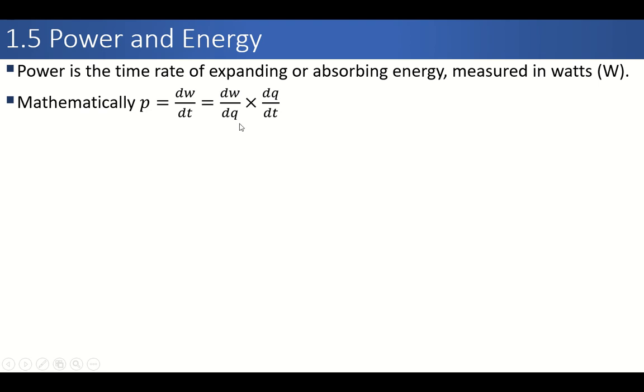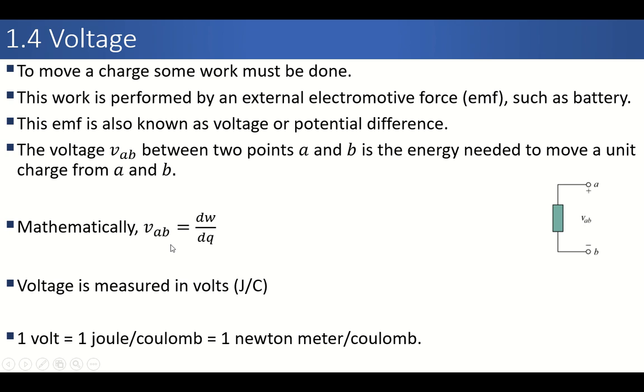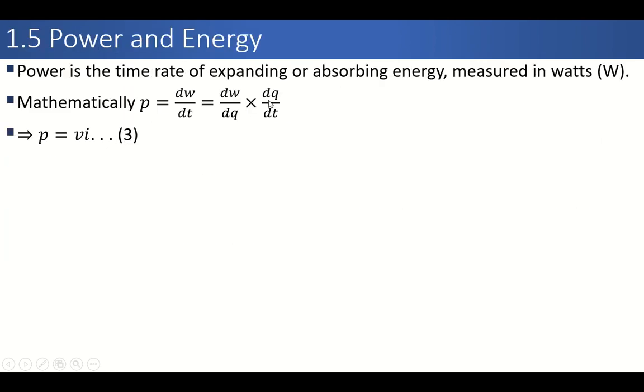Now we can identify that dw divided by dq is, just like we mentioned, voltage, so this is voltage multiplied by dq divided by dt. Obviously this is the rate of change of charge with respect to time, and this is actually current. So electrical power P is equal to voltage multiplied by I. This means that if you want to calculate the power absorbed or provided by a certain element, we simply measure the voltage and current flowing through that element, and then multiply these two quantities to get power.